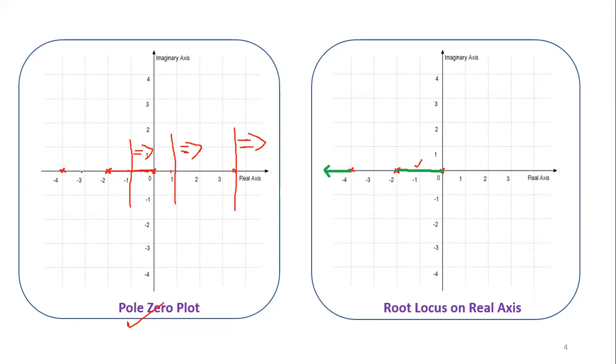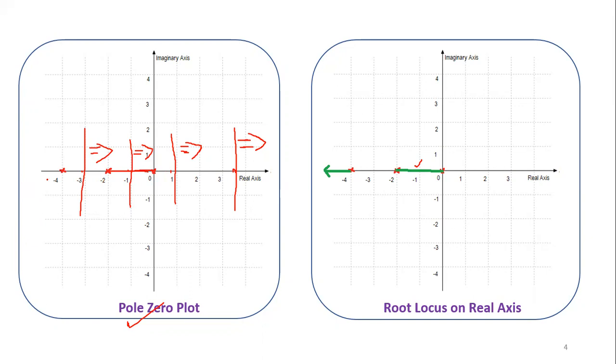And next, if you place a test point here and check the number of poles and zeros on the right side of this test point, now we have two poles. The number of poles and zeros is 2. So we are not having a root locus. 2 is an even number, so no root locus between -2 and -4.